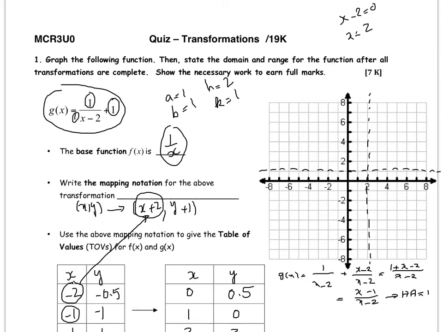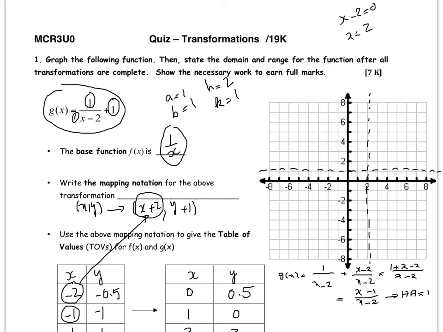Now our graph, as we know from the base graph, is going to have 2 branches, but we have to find out where exactly the branches are located. To do that, we are going to find the x and y intercepts.